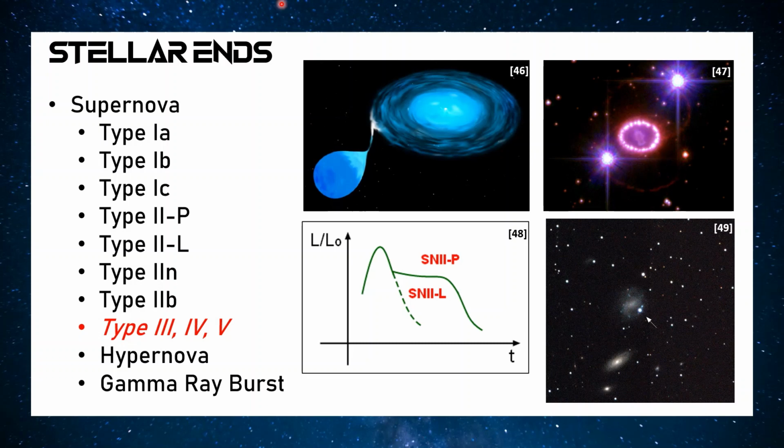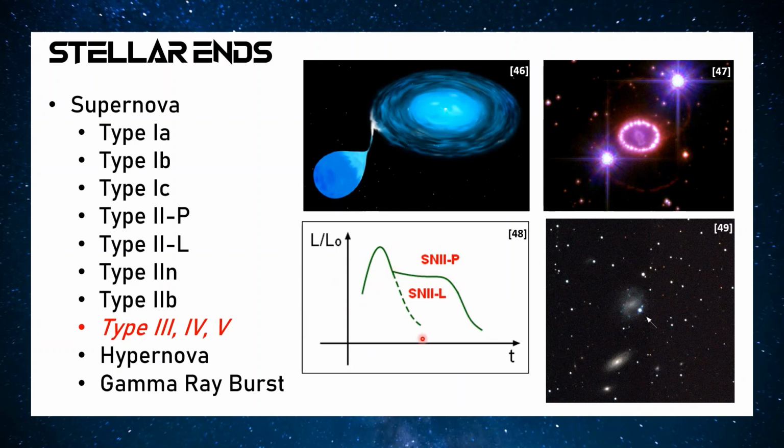Now there's type II, P and L. These are massive star collapses, 8 to 40 or 50 solar masses. So these are very big stars. The P and L difference is that P has a plateau in its light curve decline over time, whereas L does not.